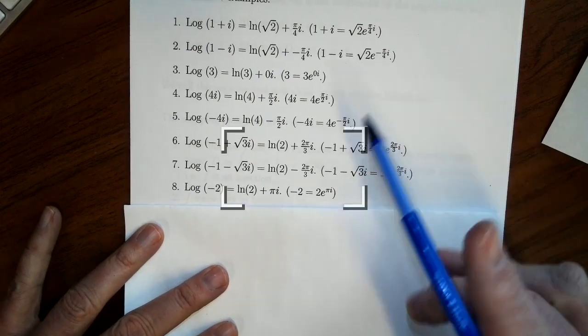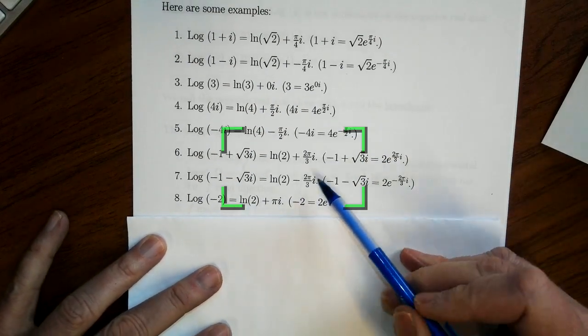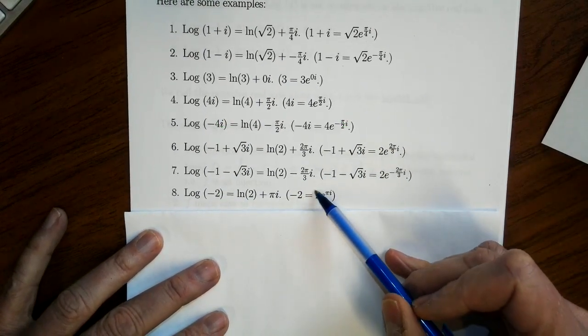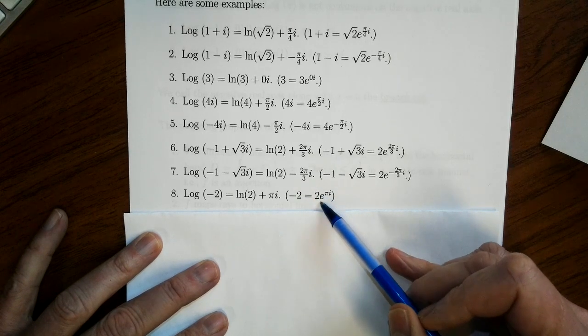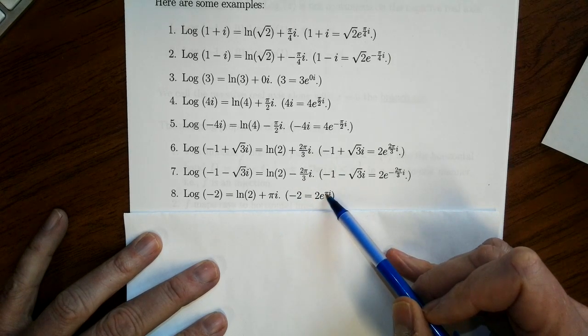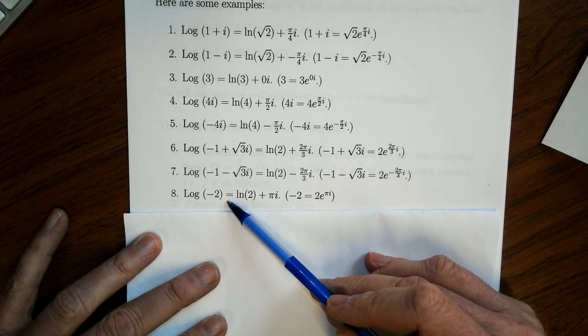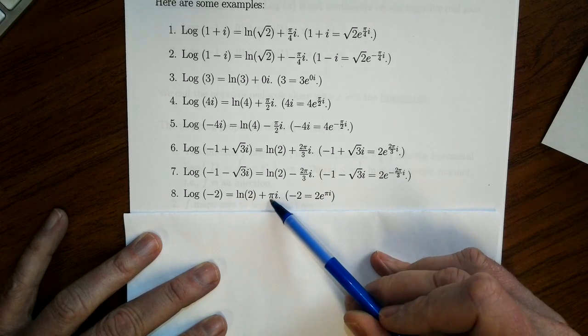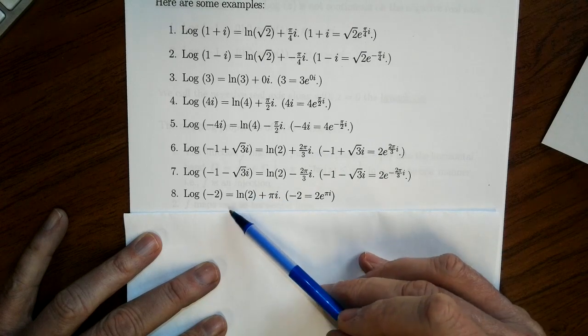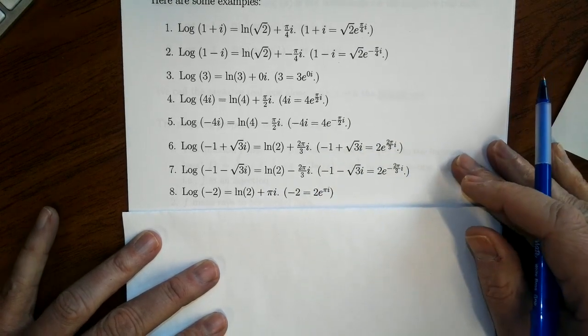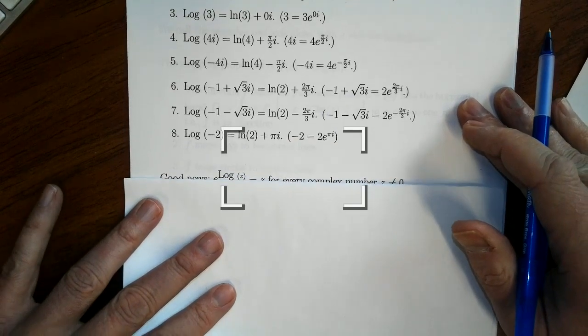And finally, the log of negative 2. Negative 2 was written as 2 e to the pi i. The principal argument was pi. So the log of negative 2 is the natural log of 2 plus pi times i. If your calculator is in complex mode, you can actually verify that fact.